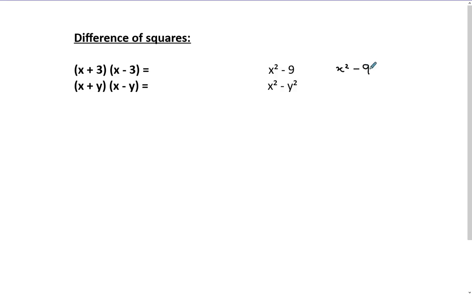3 is 9. So if you ever have to factorize it back, you square root your x squared, and you get your x, minus square root of 9 is 3, and then the other bracket will just be x plus 3. So if you have x plus y times x minus y, it'll always be x squared minus y squared.